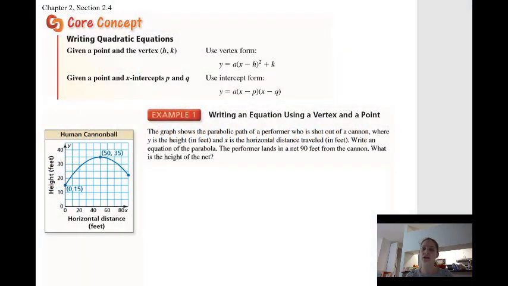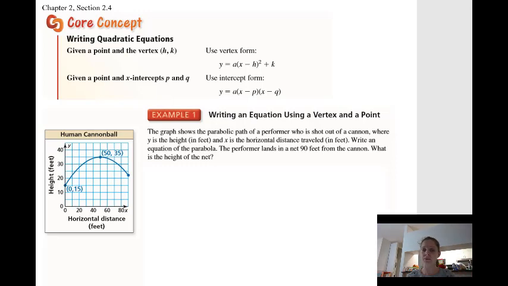In this lesson, we're going to have two word problems, and in each word problem, we're going to be asked to write a quadratic that models the situation that's happening. And there's two forms of a quadratic we're going to use. We're going to use vertex form if we are given a point and the vertex, and we're going to use intercept form if we're given a point and the x-intercepts.